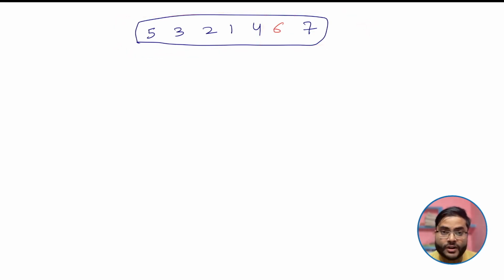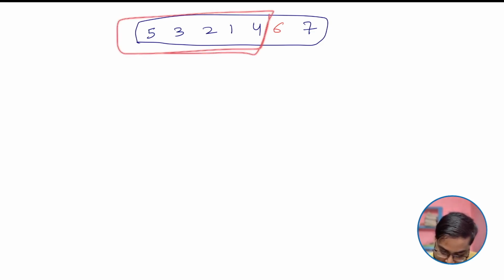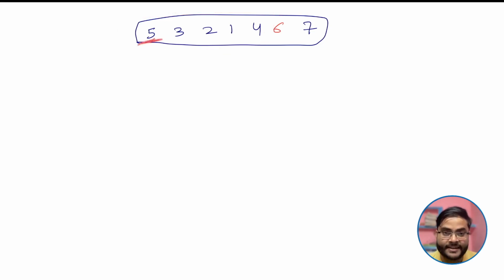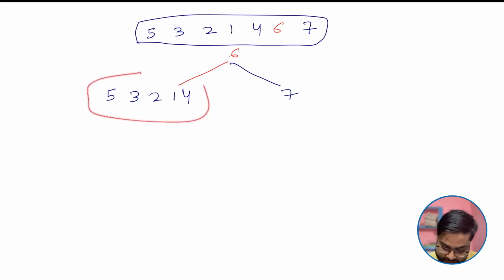Okay, so how will we sort it? We will again consider this array, and we will again take a pivot element and then we will again divide and put the pivot in the correct position. So how will we do this? So let's say this is 6. Now left of 6 we have 5, 3, 2, 1, 4, and at the right we have 7. Okay, so now let's sort this one.